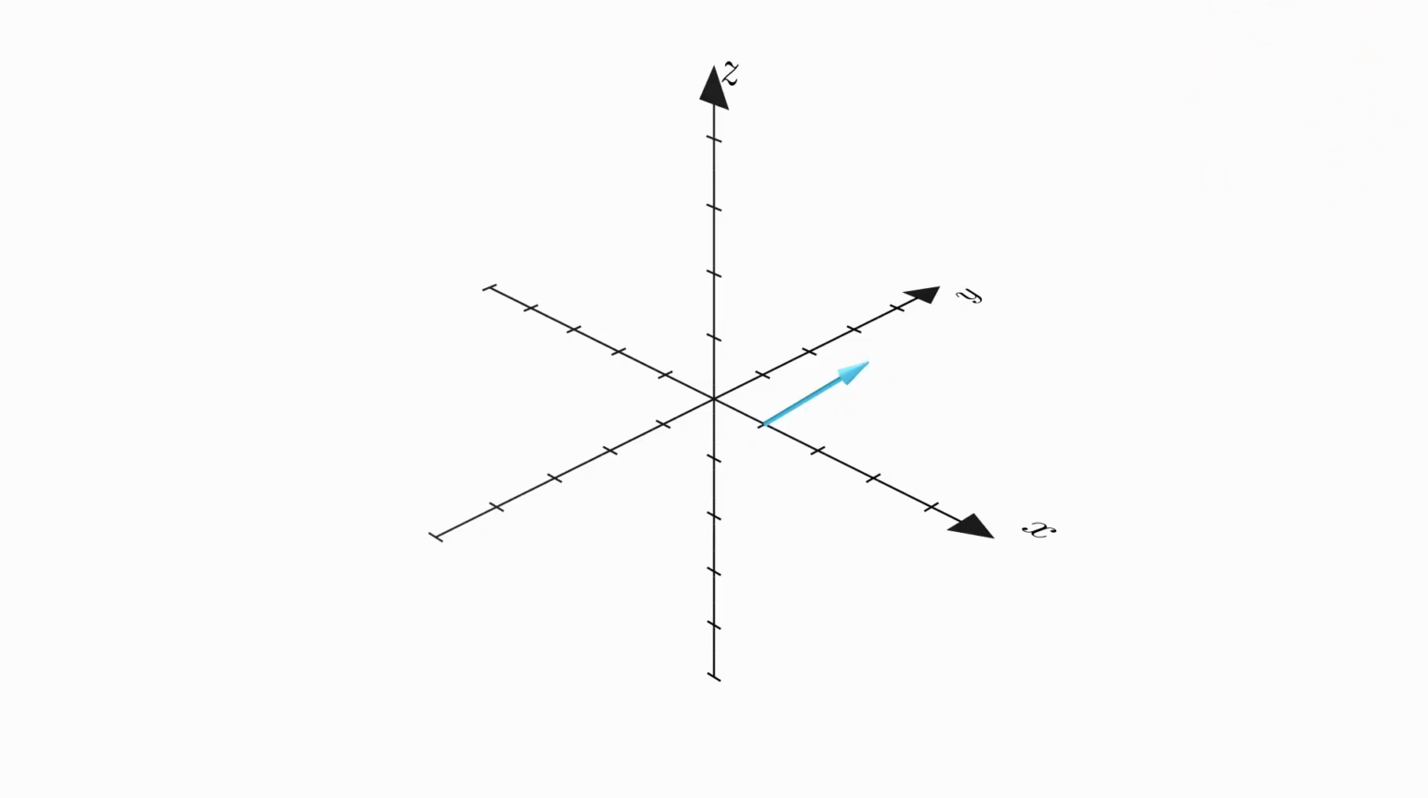Vectors are not anchored in space. They can be moved around freely. You can slide around a vector anywhere you want, as long as its length and direction do not change.